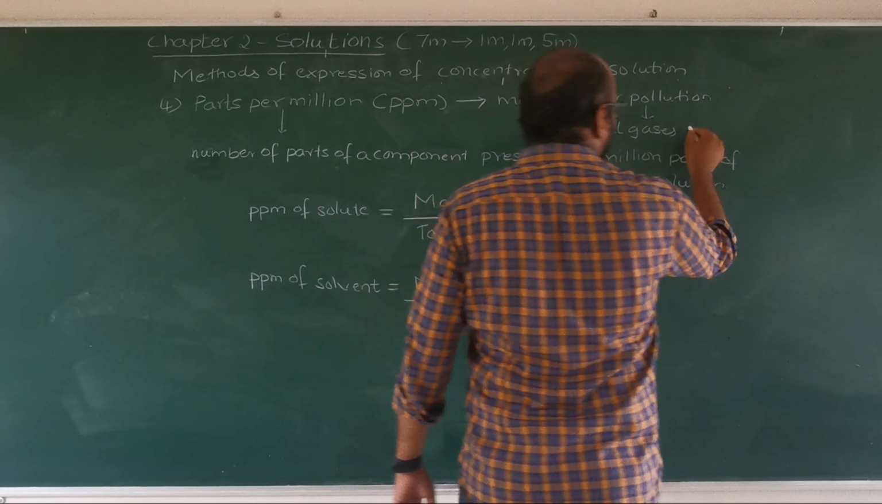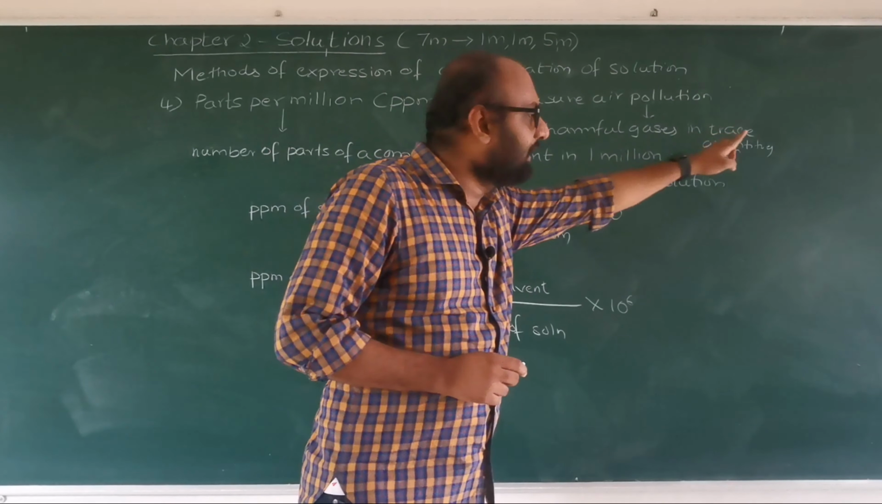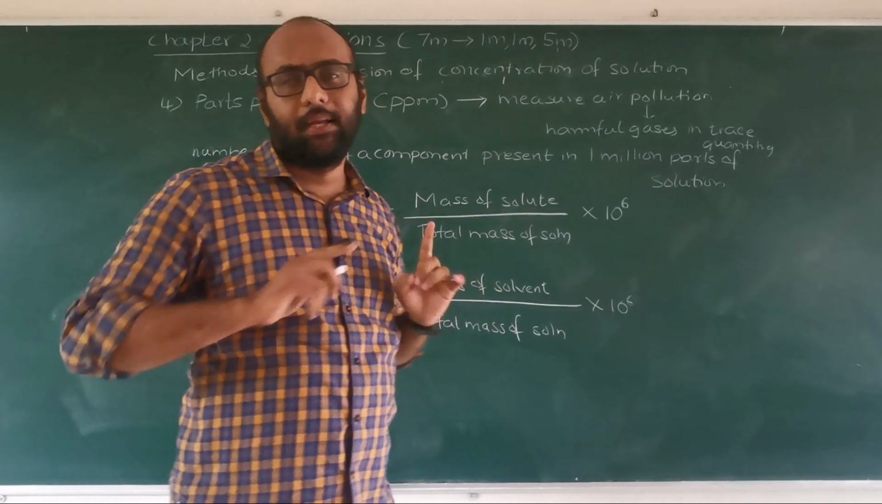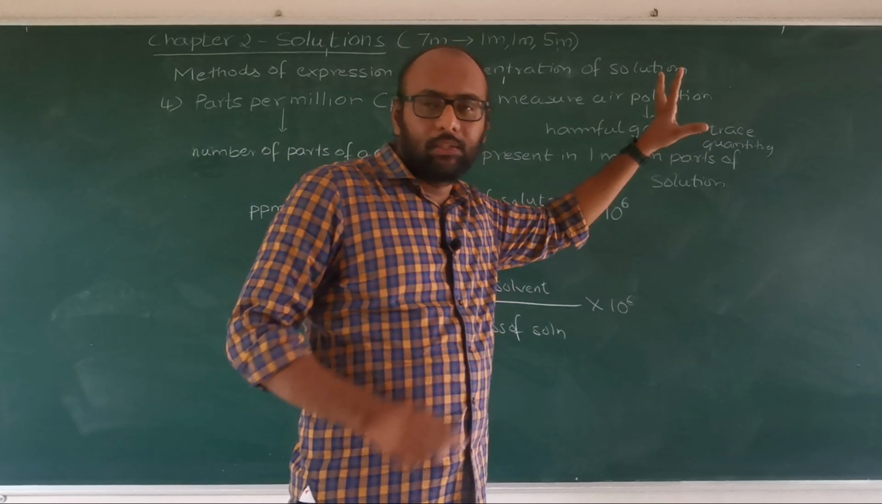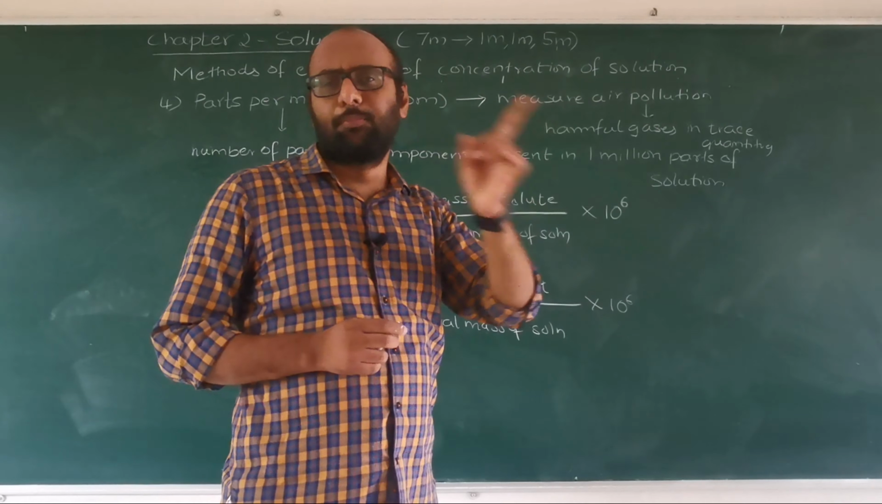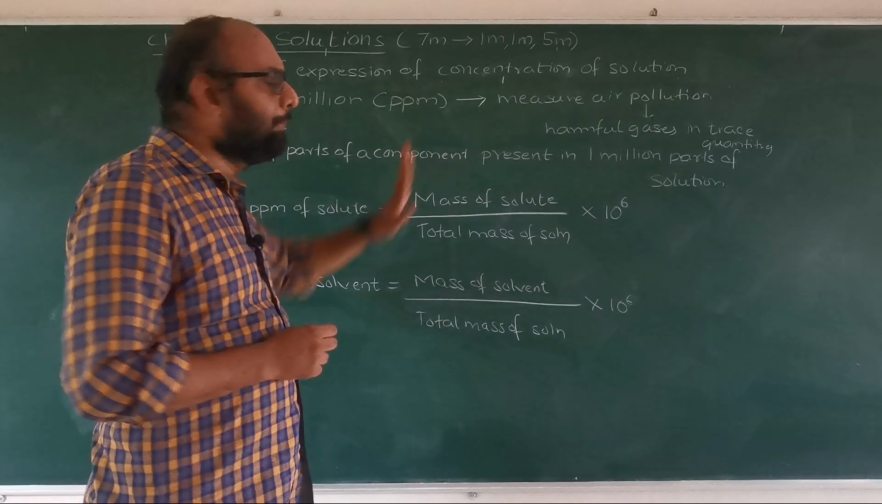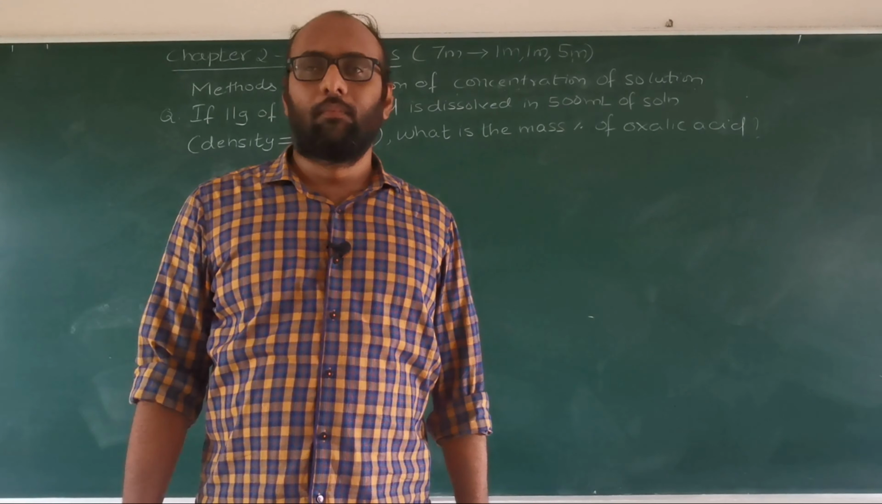Okay, so ppm is used to measure the amount of harmful gases that are present in trace quantities in the atmospheric air. Hence, you can use ppm to measure air pollution. Which gas is present in 1 million parts of the air? What is the parts of certain harmful gases present in 1 million parts of atmospheric air? So that is ppm, used to measure air pollution in the cities.